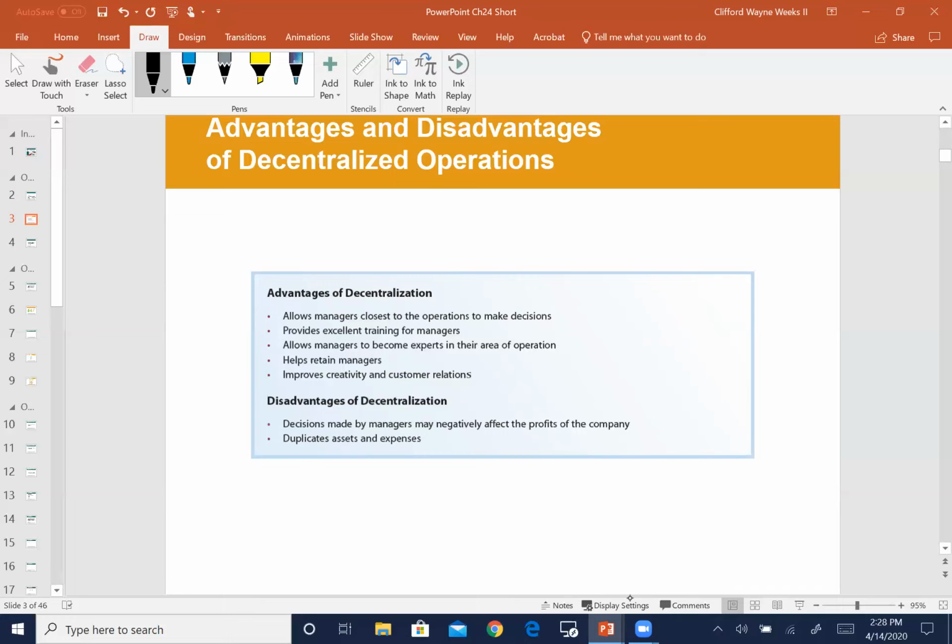However, there are some downsides to a decentralized organization. First of all, decisions made by the manager can negatively affect the total profits of the organization. We talked about this way back when we talked about budgets: there's goal conflict. One manager may have a specific goal that benefits him and his division, but actually hurts the organization as a whole. And then there's the other area of having duplicate assets. If we have a really large organization, it's possible that we may have two different accounting departments.